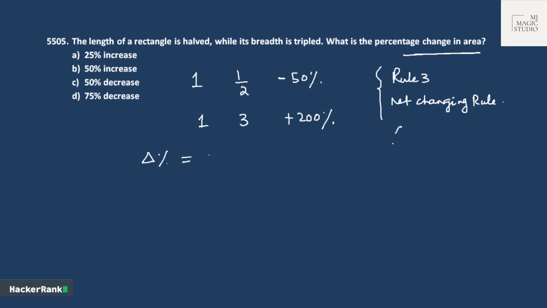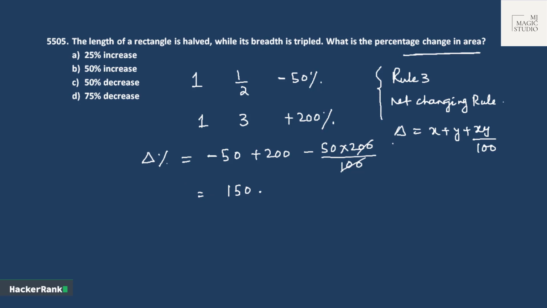The percentage change in area is given by x plus y plus xy by 100 with respective signs. It would be minus 50 plus 200 minus 50 into 200 by 100. So it is 150 minus 50 into 2, which is 100. That is 50 and it is plus 50. So the percentage change in area is 50%, and since it is positive, it is an increase. Area will increase by 50%. Option B is the pick here.